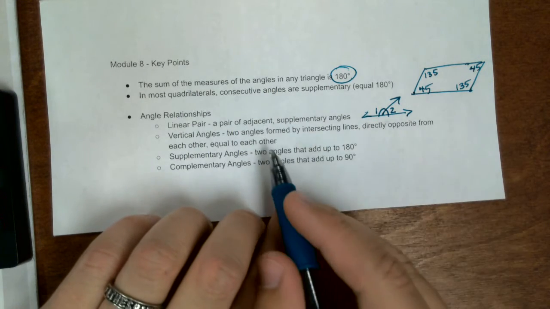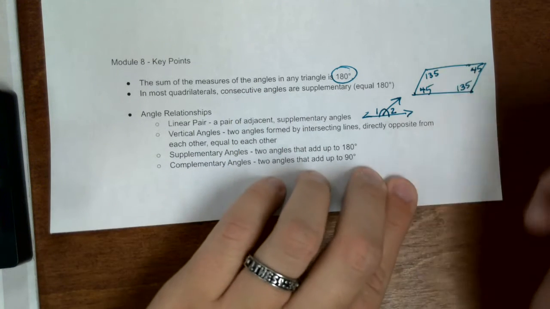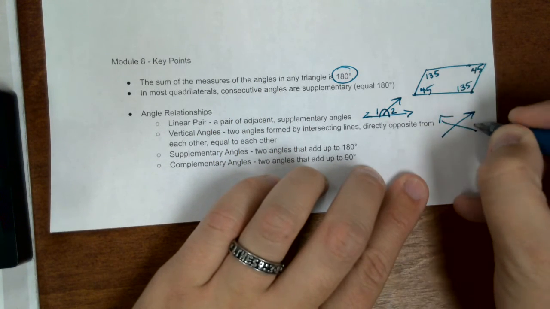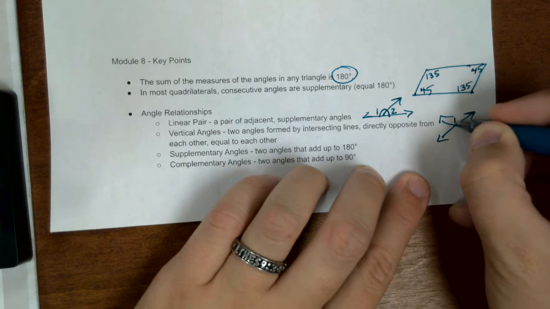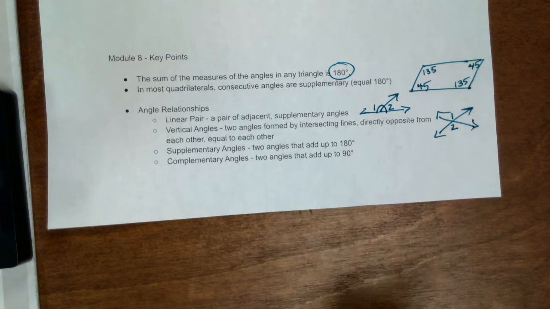Okay, vertical angles. Two angles formed by intersecting lines that are directly opposite from one another, and they are equal to one another. So if you had just two random intersecting lines, the angles that are directly across from one another should be vertical to one another.